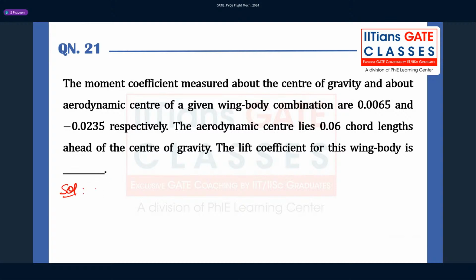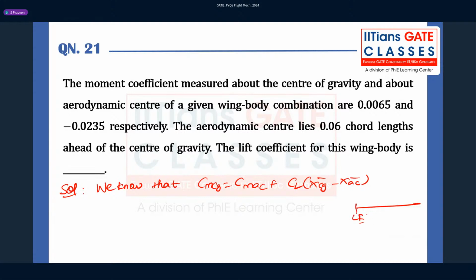So we know the equation, right? So we know that CMCG is equal to CMAC plus CL times (XCG bar minus XAC). Okay. So he says that the aerodynamic center, let's mark the distance. Let's say this is the leading edge. From here, we're measuring distance. The aerodynamic center lies 0.6 chord ahead of this CG, right?